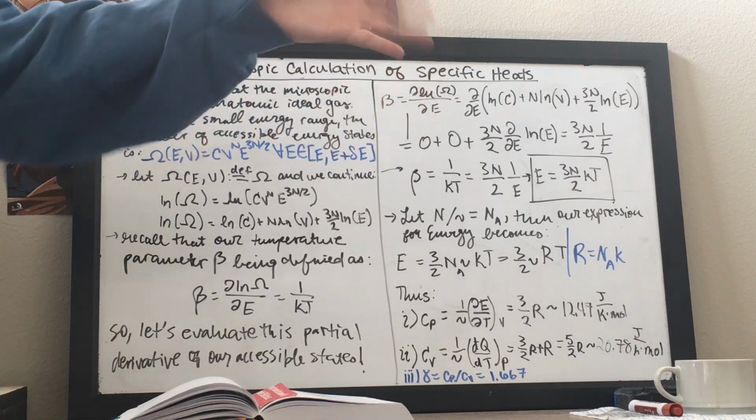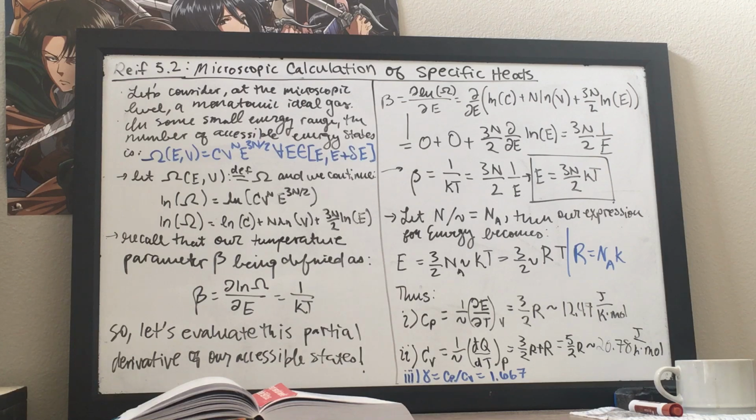Hello everybody once again. So with this video I'd like to finish up section 2 of chapter 5 of Reif, and in this particular section he goes over the microscopic calculation of specific heats. Although we've already considered the macroscopic case of trying to calculate our specific heats, it's also useful to consider when we're looking at simply microscopic components of our thermodynamic system.